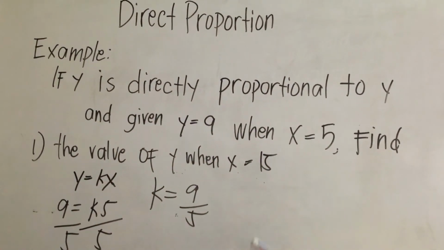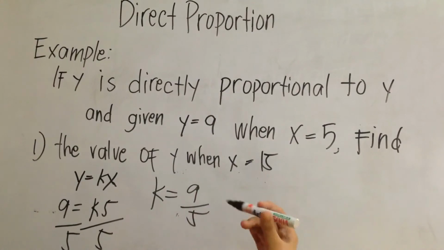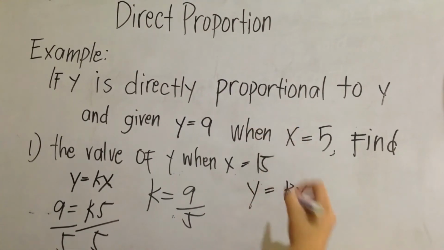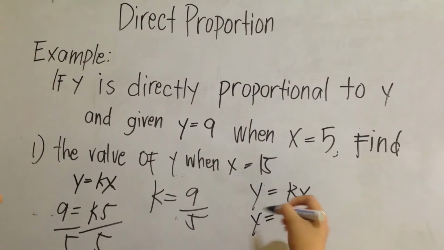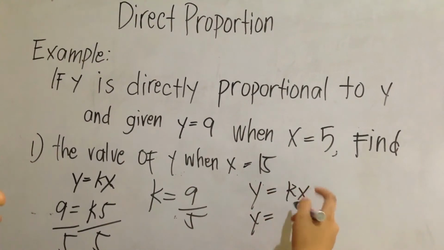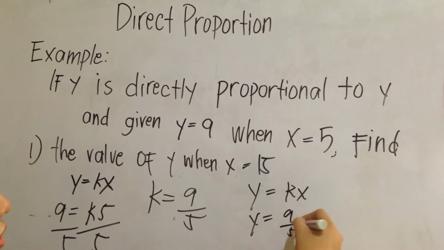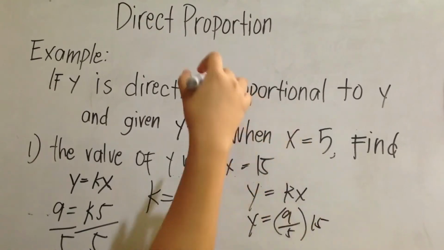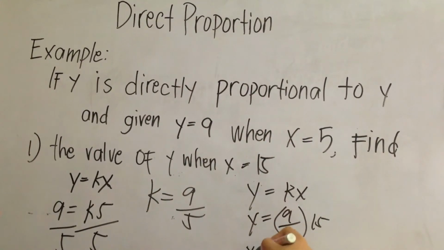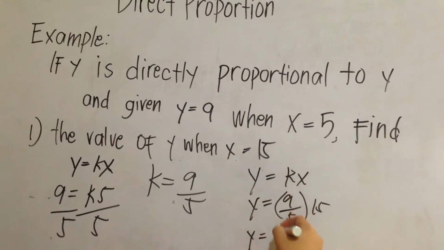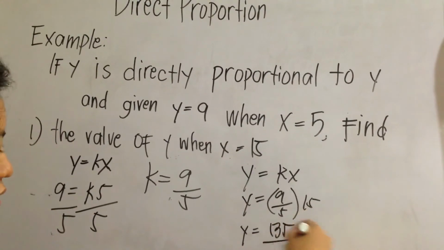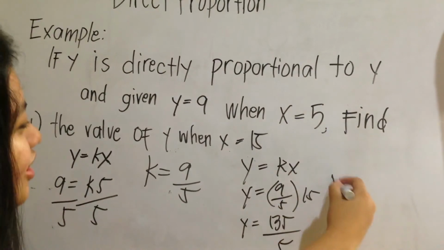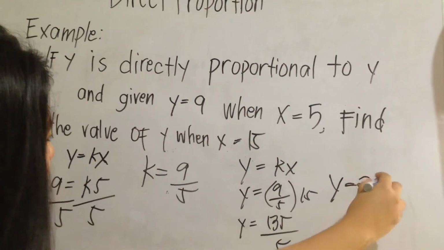Then proceed in finding the value of y when x is equal to 15. So y is equal to kx. Substitute the constant value 9/5, multiplied by 15. So y is equal to 135/5. Divide it. y is equal to 27.